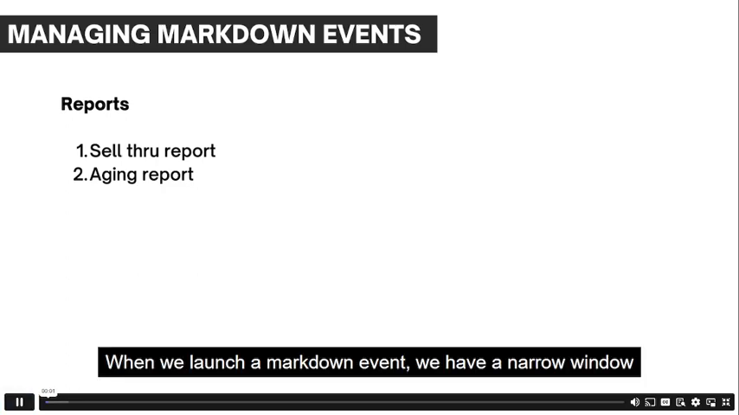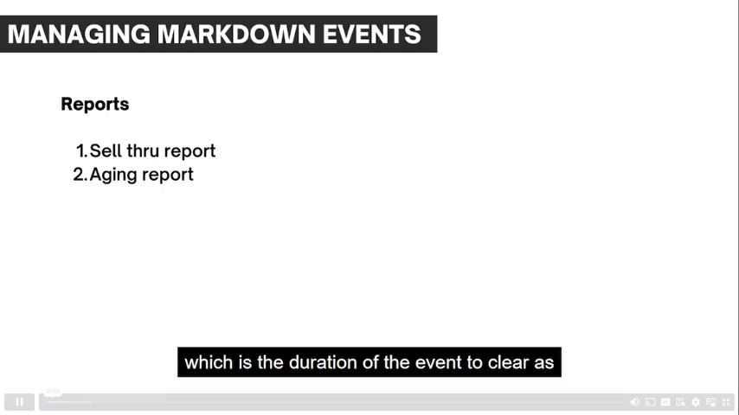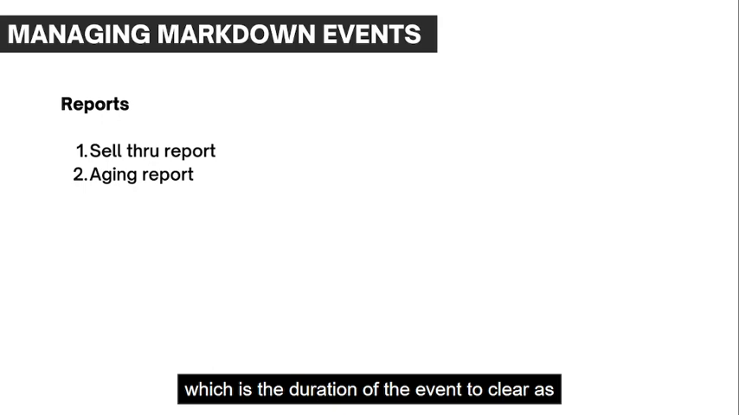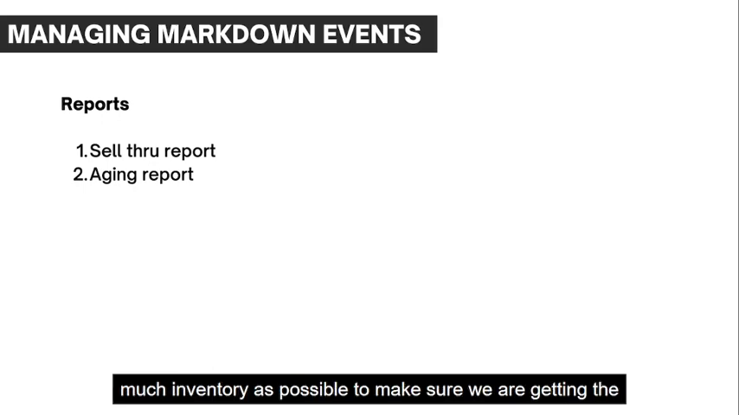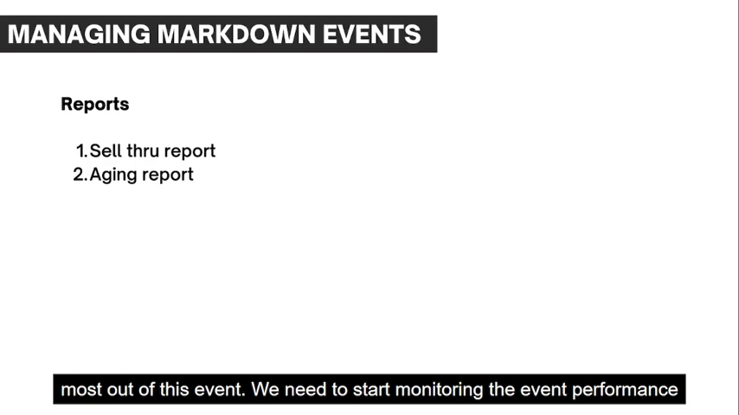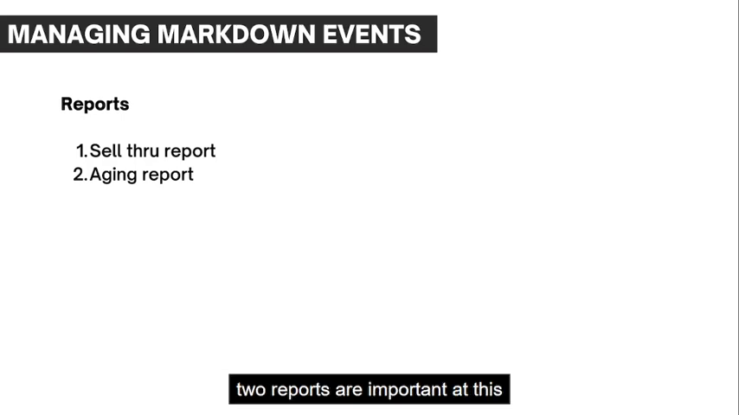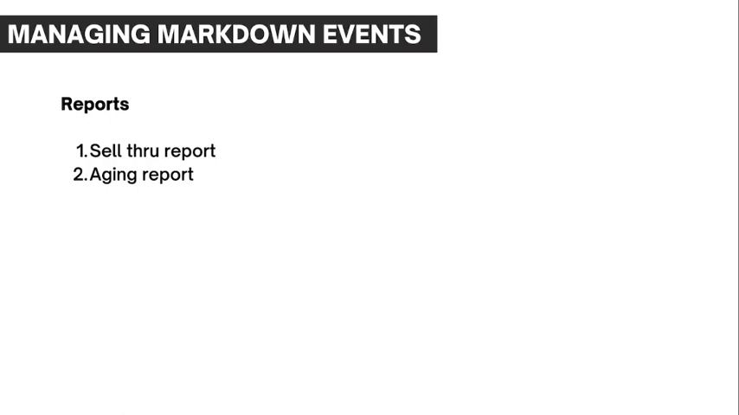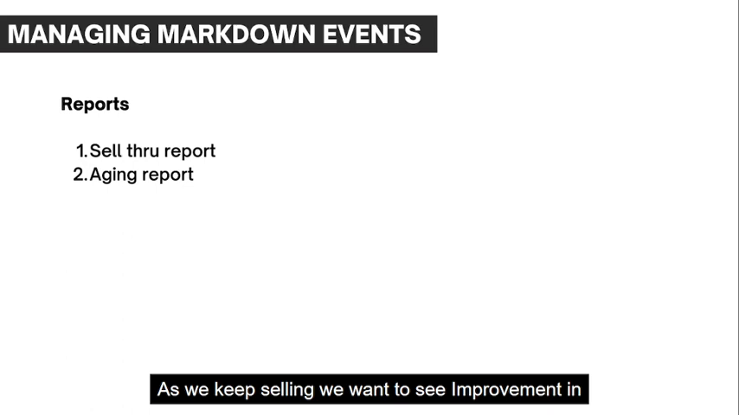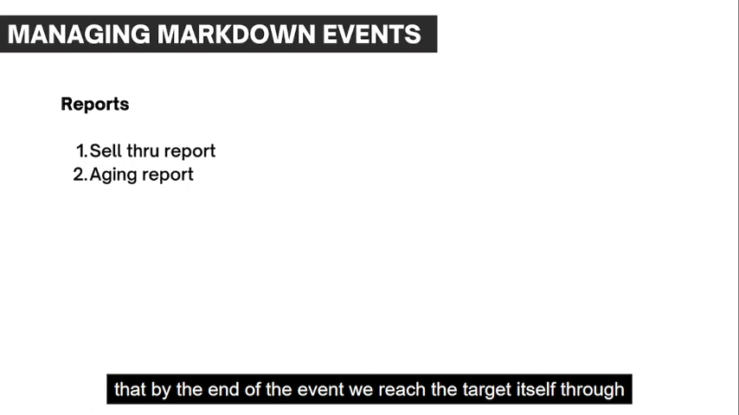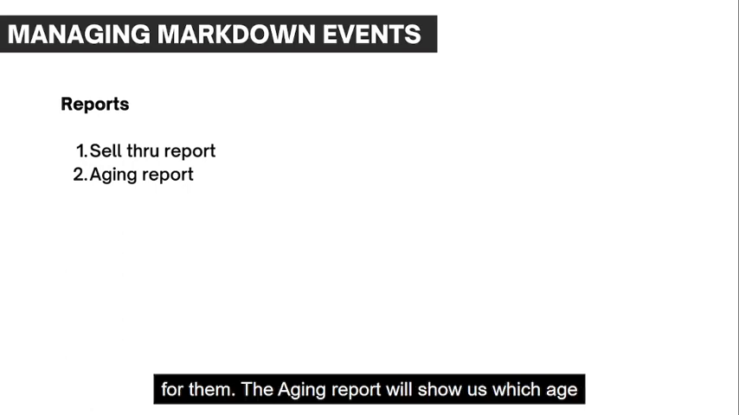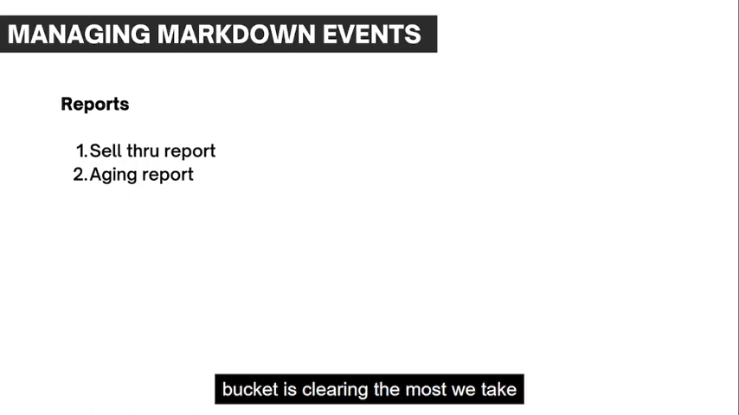When we launch a markdown event, we have a narrow window, which is the duration of the event, to clear as much inventory as possible. To make sure we are getting the most out of this event, we need to start monitoring the event performance. Two reports are important at this stage: the sell-through report and the aging report. As we keep selling, we want to see improvement in sell-through in all the items that are on sale, so that by the end of the event we reach the targeted sell-through for them. The aging report will show us which age bucket is clearing the most.